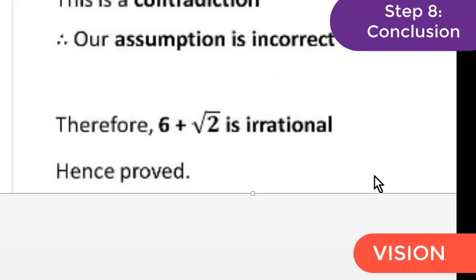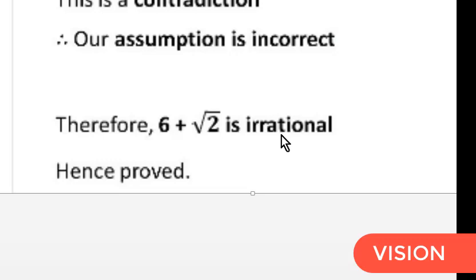Again I am concluding: 6 plus root 2 is irrational. That's all for this problem. In this unit we have finished all the problems. Exclusively, we have learned the 8 steps for proving irrational numbers. Let me move towards the next unit.